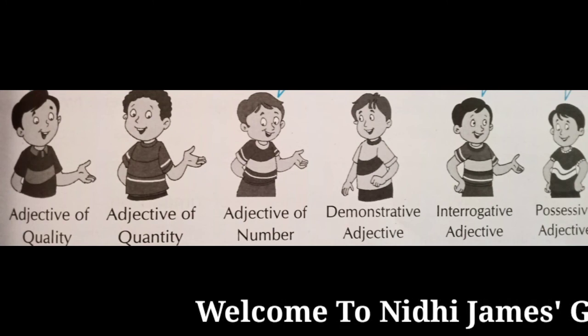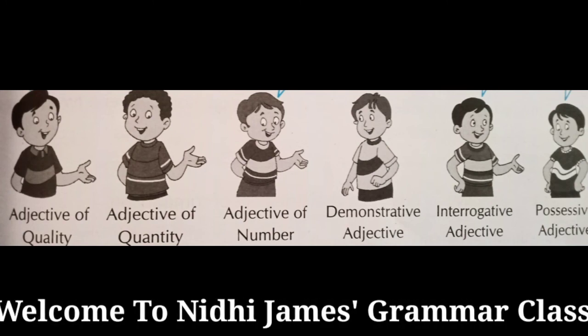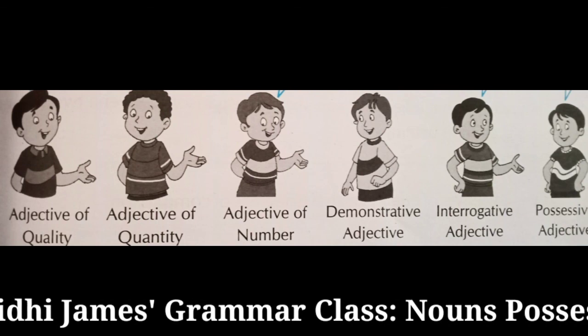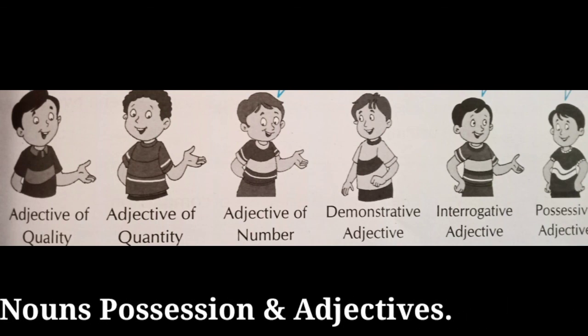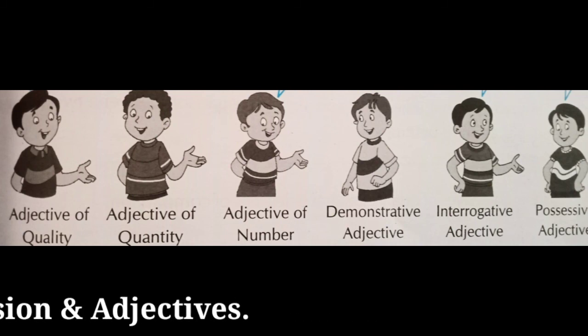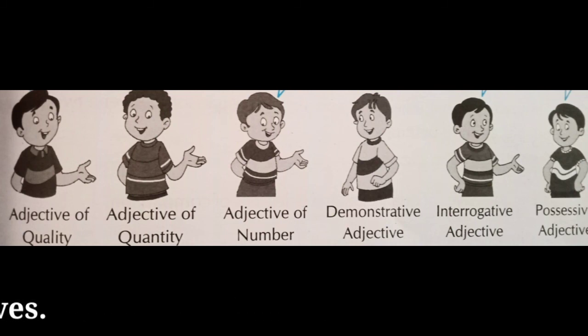Demonstrative means pointing out. More about demonstrative adjectives. This and these are used to point out persons or things which are near. That and those are used to point out persons or things that are far away. That and this are used with singular nouns. Those and these are used with plural nouns.